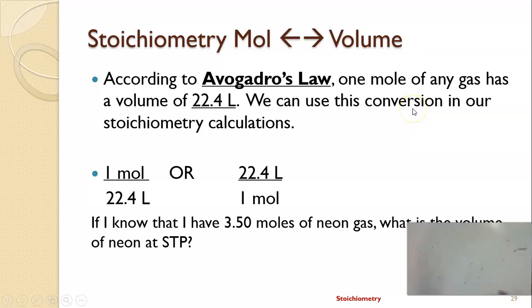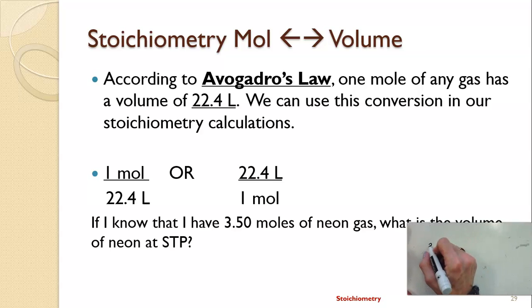So sometimes we have to go from moles to volume. We learned that there's a conversion factor that we can use from the mole unit. 1 mole of any gas is equal to 22.4 liters. So according to Avogadro's law, we can use that 22.4 liters in our calculations. 1 mole is 22.4 liters, or I might have to go 22.4 liters is 1 mole. So let's do this problem here. If I know that I have 3.5 moles of neon gas, what would the volume be then?